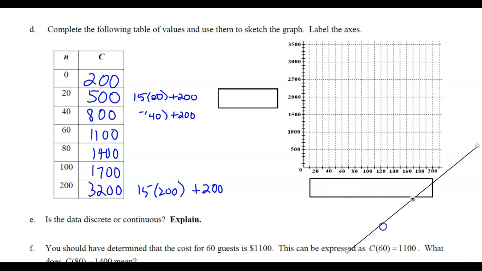Then you plot these. I'm just going to move this because that was in there in advance. So 0 to 200. We've been nice and we've scaled it for you. 40 to 800. 60 to 1,100. 80 to 1,400. 100 to 1,700. And 200 to 3,200. Okay, so this is the number of guests. And this is the cost.